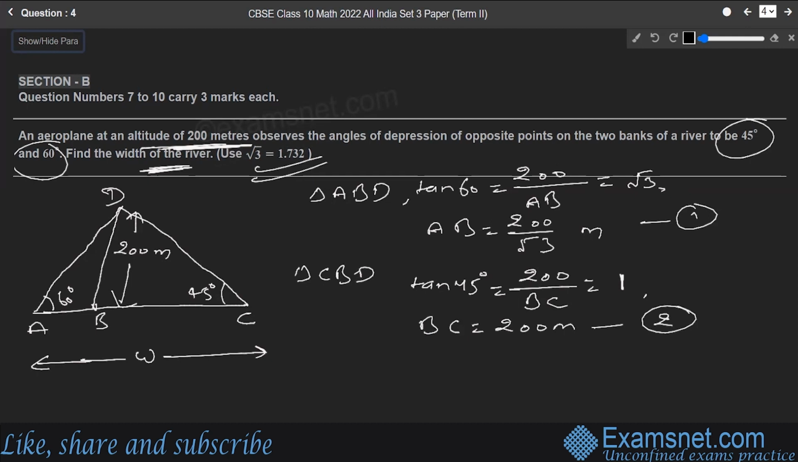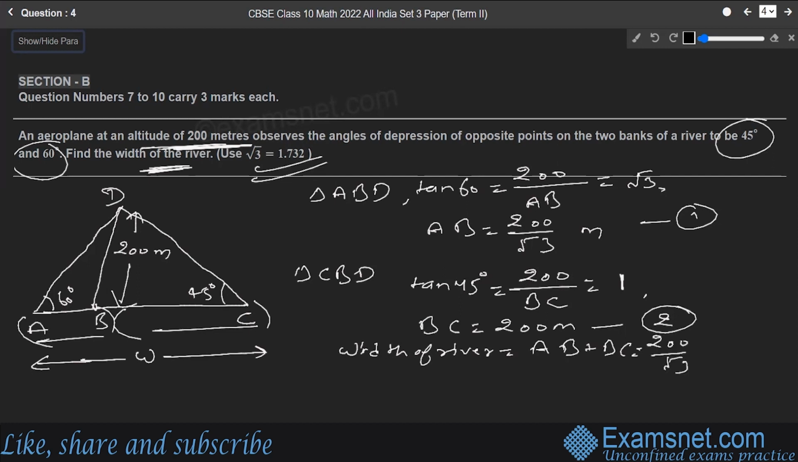Now we were supposed to find out the width of the river, that was AB plus BC. This was the width AB plus BC. Okay, so we need to add them. Width of the river will be the summation of AB plus BC, and we have the values of AB as 200 by √3 plus 200. Okay, so if we solve this further, we can take 200 common, then it reaches to 1 over √3 plus 1.